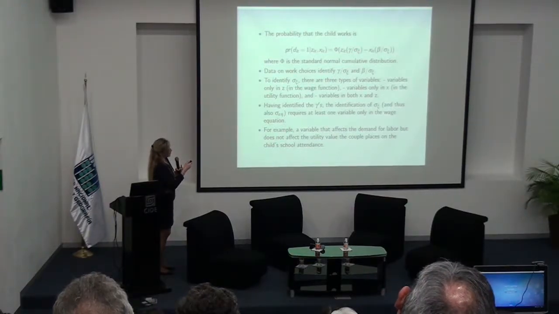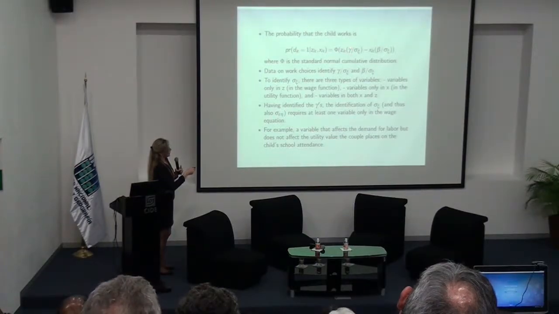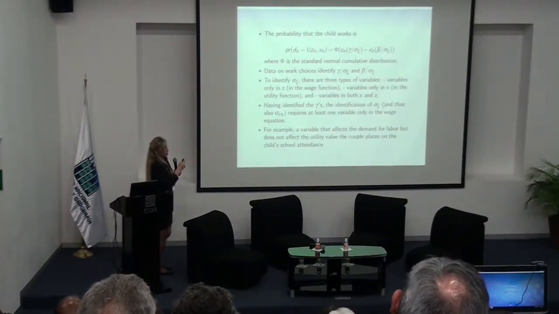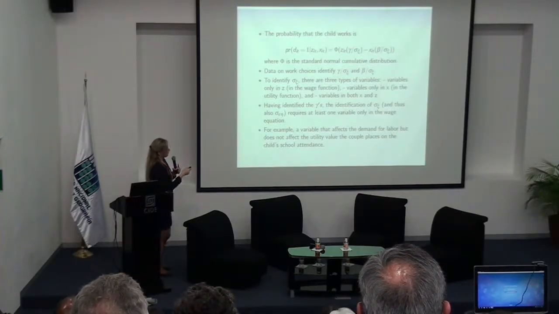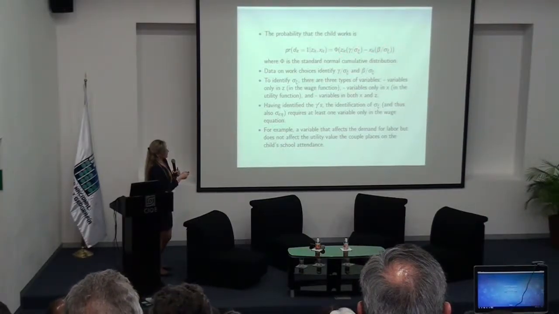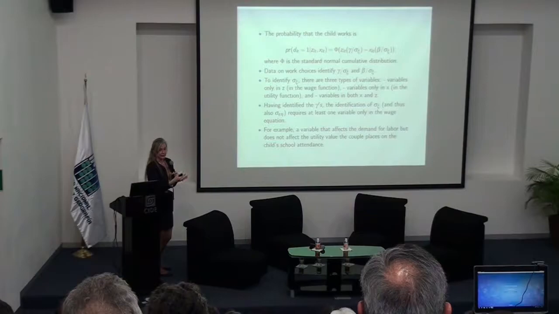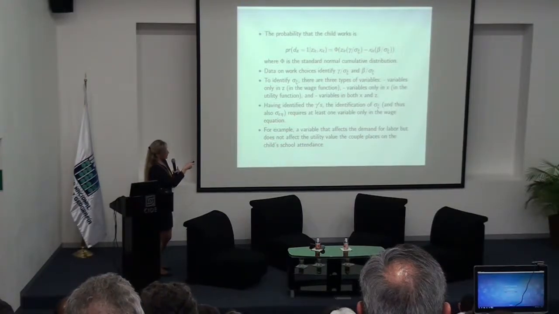And from the child wage equation, you can actually get gamma by itself. So if you have one variable that's in Z but not in X, that allows you to get everything: gamma, beta. Because if you have gamma by itself, and from the probit you have gamma over sigma, that means you can infer sigma, and then that means you can infer beta.